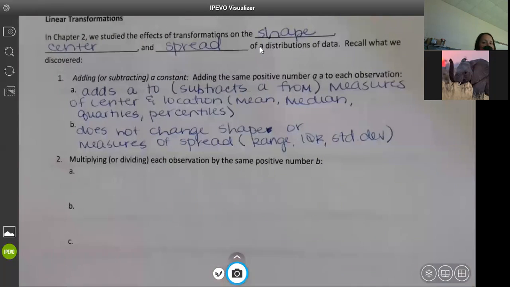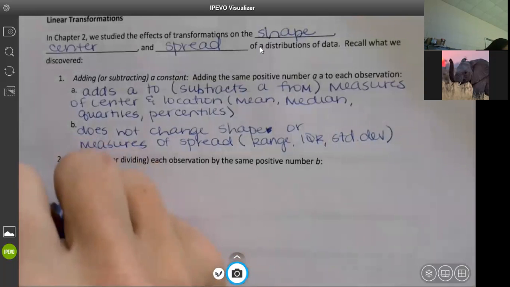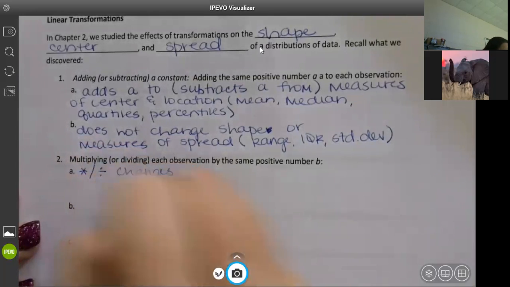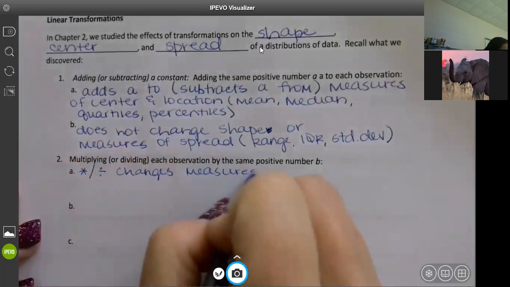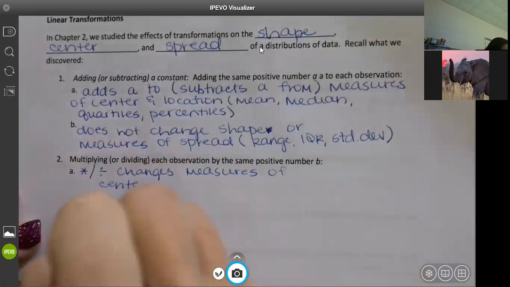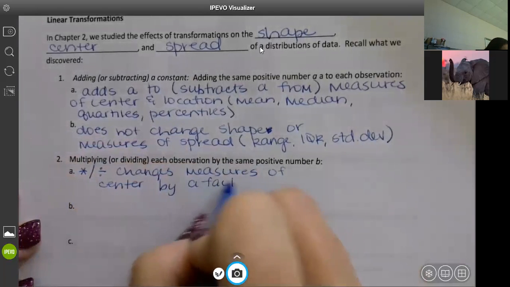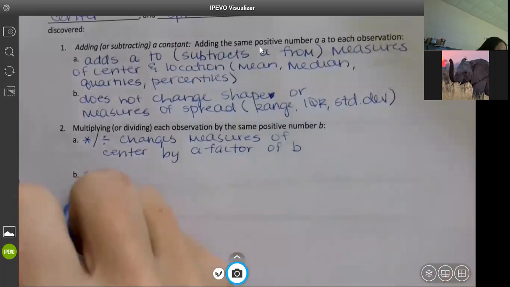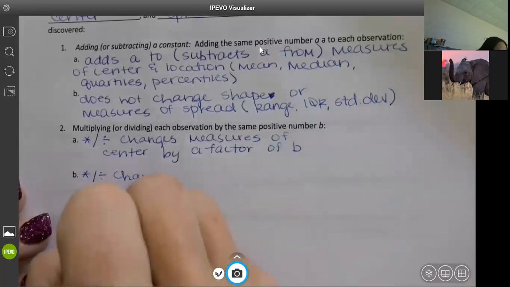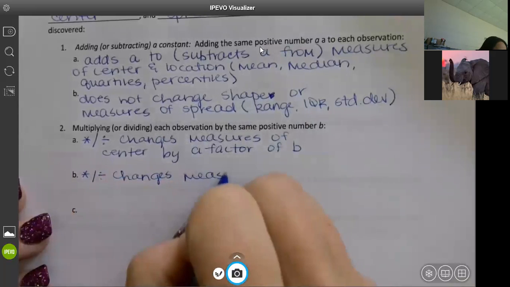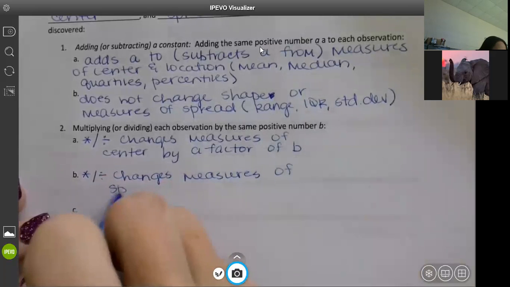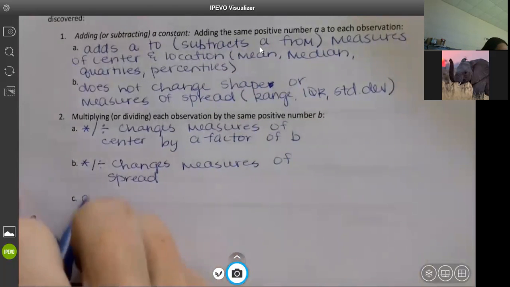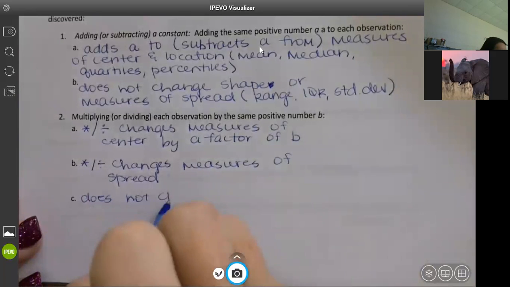All right, multiplying or dividing each observation by the same positive number B. So instead of having to write all that out, multiply or divide changes measures of center, which I've already defined up there, by a factor of B. So basically you're going to multiply by that B. It also changes measures of spread, already defined up there, by a factor of B. But remember, nothing changes the shape, so it does not change the shape.